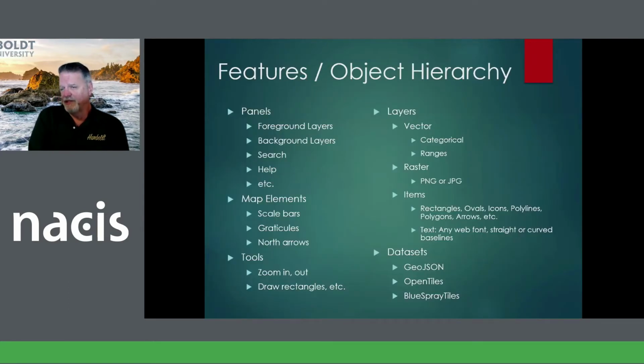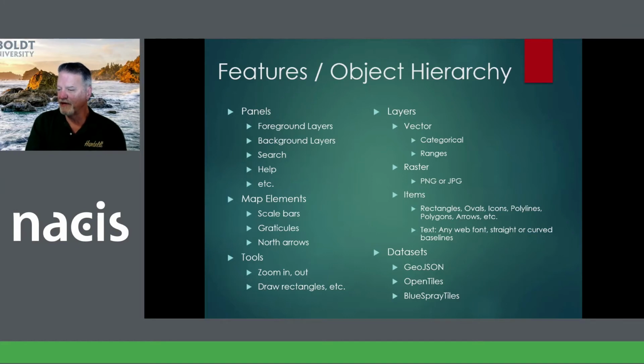A lot of features, like I mentioned: the panels, foreground, background, search, help, other ones. That's one of the areas I've found it really easy to extend CanvasMap when folks are looking for unique features in the graphical interface. Map elements, I'll show you in a second. There's tools, and you can add tools. It's another area of extensibility, different types of layers, both vector and raster, of course, and then different items.